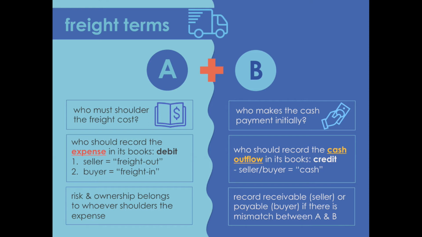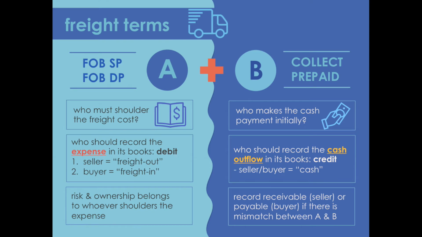Part B provides the information about the party making the initial cash payment. Who will be making the payment to the carrier or the shipper first? Who will be recording the cash outflow or making the credit to cash in its books first? If the party who must shoulder the cost is not the same as the party making the cash payment first, then a receivable or a payable should be recorded. We will discuss more about this in a little while when we go through the journal entries.